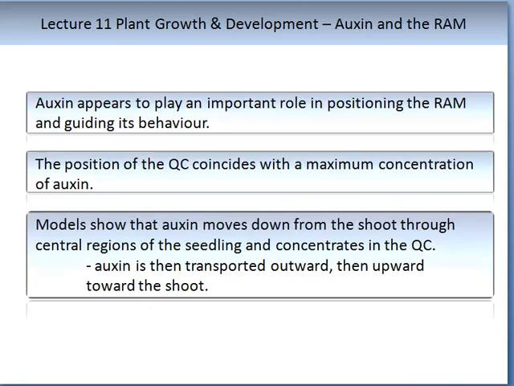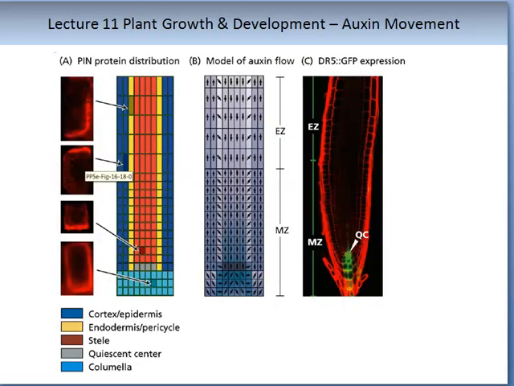Let us talk about auxin and the role it plays in the root apical meristem. It is believed to play an important role in positioning of the root apical meristem and guiding its behaviour. The position of the QC coincides with a maximum concentration of auxin. Models show that auxin moves down from the shoot through central regions of the seedling and concentrates in the QC. Auxin is then transported outward, then inward towards the shoot. The figure on the slide summarizes some of the experimental evidence demonstrating auxin movement.